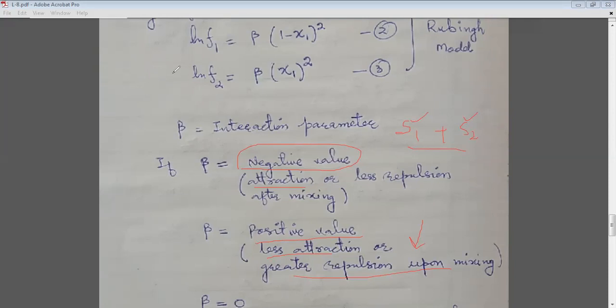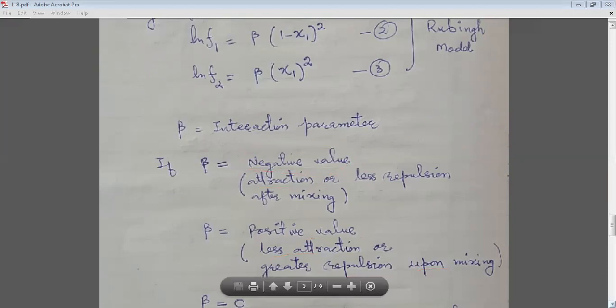Okay. Now if you add positive and negative surfactants, that means cationic and anionic surfactants, there will be obviously attraction. So beta value comes out to be a negative value. That means there will be attraction between the two surfactants when they are mixed.